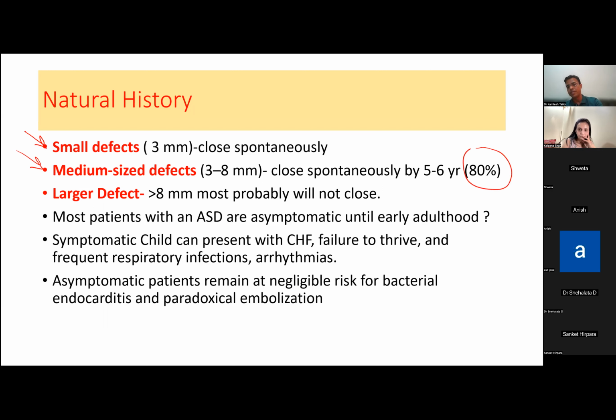Around 80% has been mentioned here. And the larger defect, which is more than 8 mm, most probably will not close. Some patients, as I have mentioned, are diagnosed later in adulthood because some of the median side defects have not closed and the child will not be symptomatic. They remain undiagnosed and reach adulthood, and later on, either accidentally or when a physician or pediatrician hears a murmur in the pulmonary area, they perform an echo and are able to diagnose that there is a defect in the atrial septum.